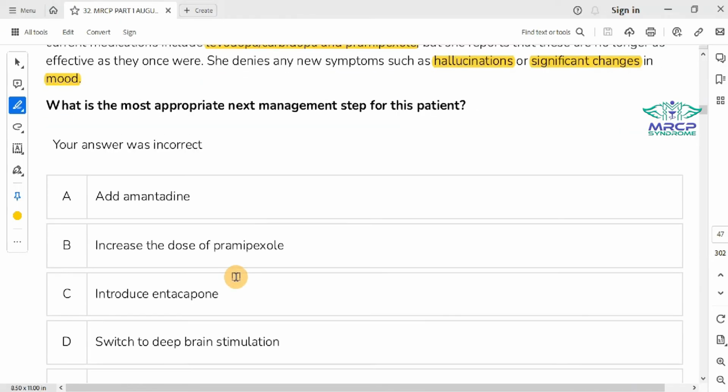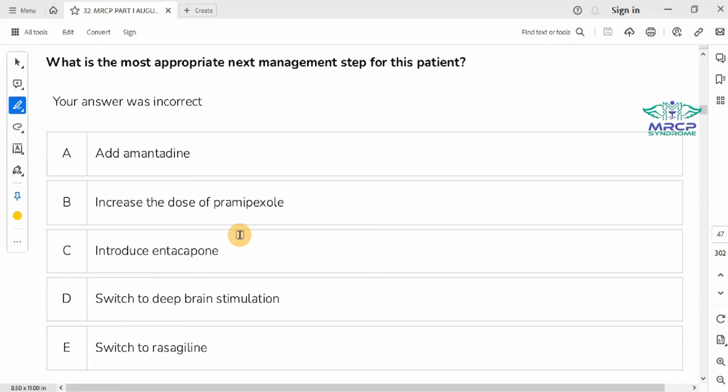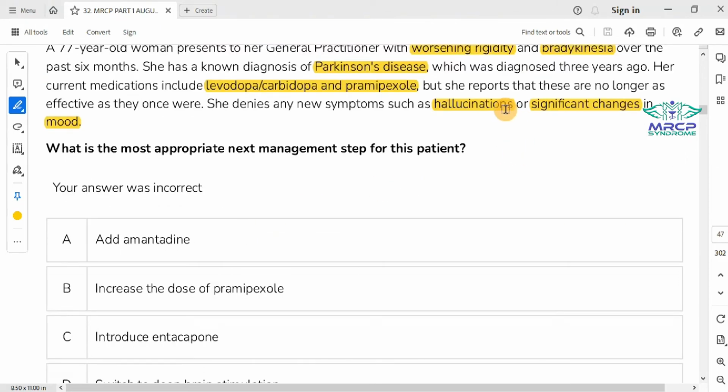So entacapone is a catechol O-methyltransferase inhibitor. It has three general additive, beneficial effects. It reduces the peripheral breakdown of levodopa. It prolongs the levodopa's half-life as well as the availability in the brain, and it also enhances the duration of symptom control. So regarding targeting the wearing off effect, the COMT inhibitors are particularly effective for managing the motor fluctuation. Motor meaning the rigidity as well as the bradykinesia.